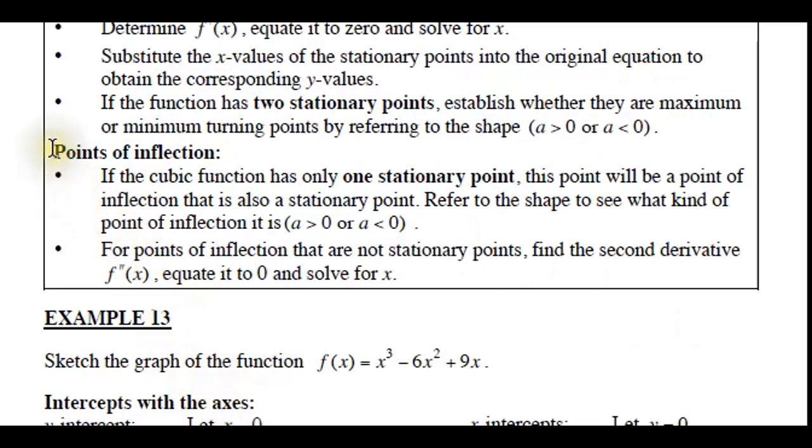Alright, so going there, points of inflection. If the cubic function has only one stationary point, this point will also be a point of inflection. That is a stationary point. Refer to the shape to see what kind of point of inflection it is. For points of inflection that are not stationary points, find the second derivative. So you do a derivative again, and then you let that equal to 0, and you solve for x. So let's look at a calculation for the points of inflection.